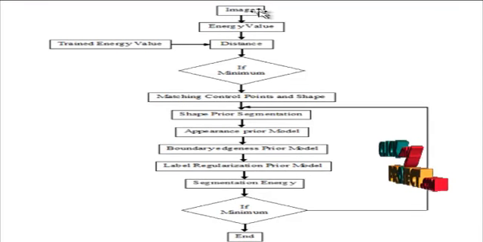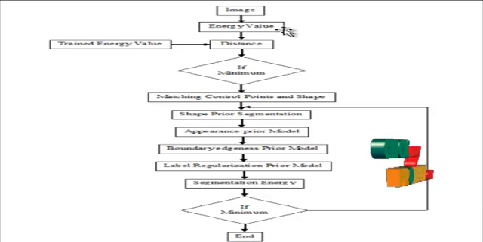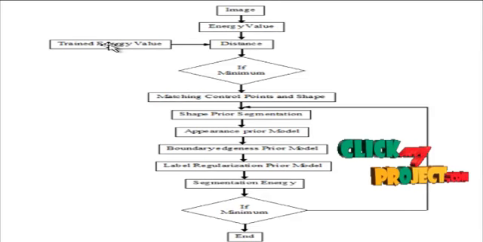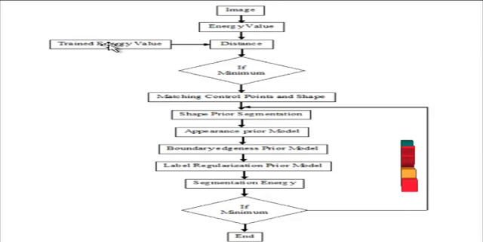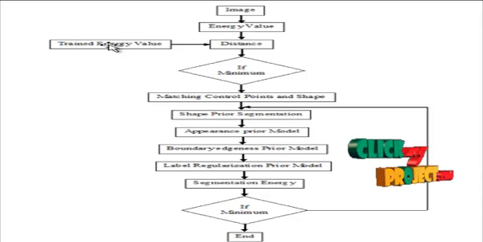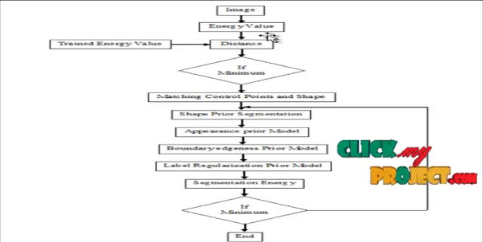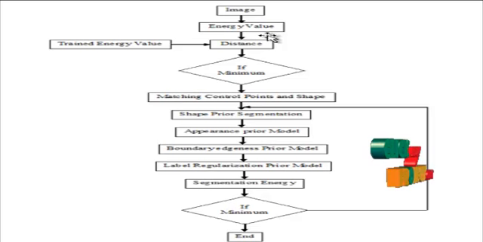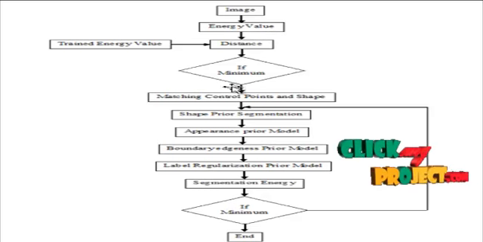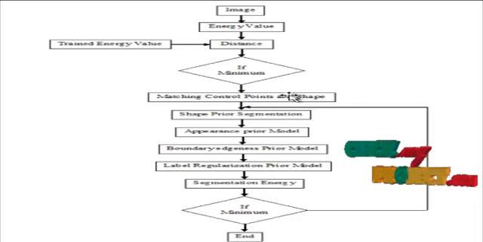First, the input image is obtained. The energy value of the input image is calculated. So we train the system by saving the energy values previously in the database, so that the distance between the trained energy values and the input image energy value is calculated. Based on the closest match, the control points and the shape of the input image are extracted.